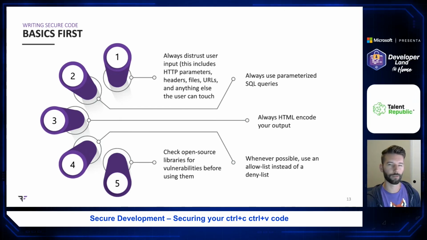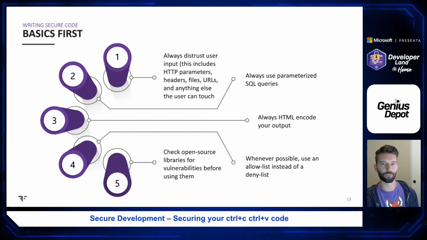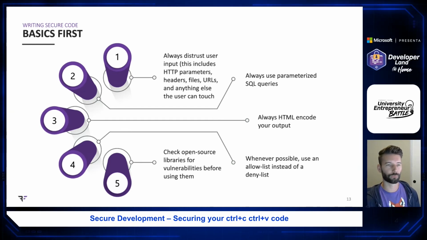And this is really the most important tip I can give you for writing secure code, because if you take care of this one, that eliminates 90% of security vulnerabilities, I would say, because most vulnerabilities are because the user is able to influence a variable or a parameter that they should never have been able to influence in the first place, right? So always distrust user input.